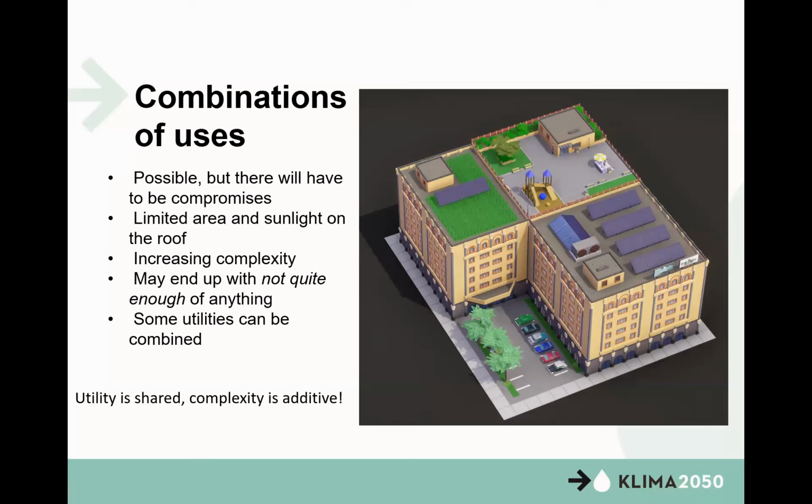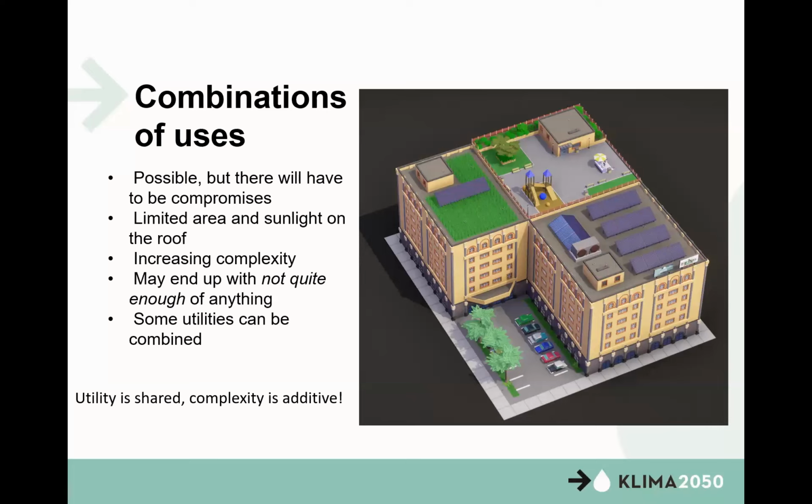And at the same time, you get very little electricity, you get very little stormwater management capacity, and you get a very small park. So you might end up with not quite enough of anything and still have to address all your needs in a different way. Although some utilities can be combined, solar panels on green roofs, if the roof can carry the weight of it, is usually considered a good idea because the green roof cools down the roof and the solar panel works best when it's not overheated.